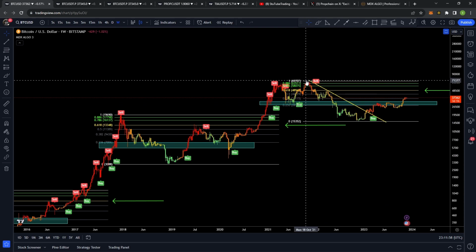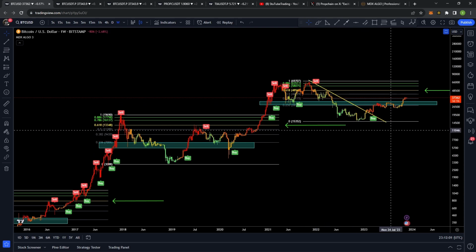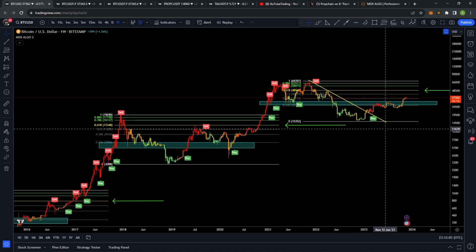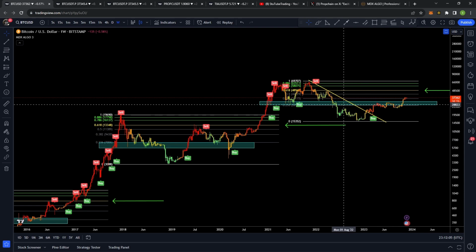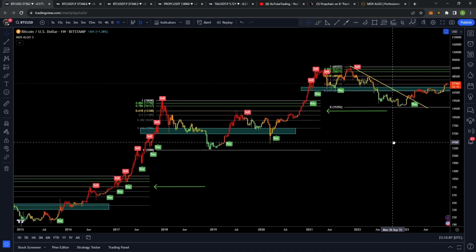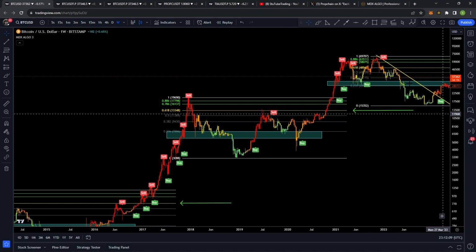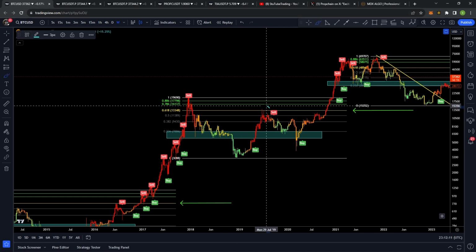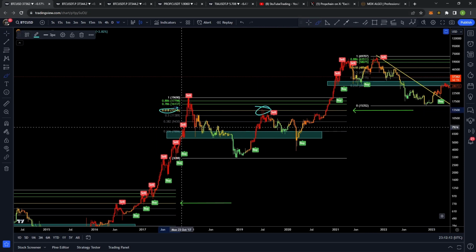I'm basically pulling these fibs from top to bottom of the current market cycle, because I'm looking for those resistance levels rather than support levels. So if we go back to previous market cycles here, you can see that we got a massive rejection at that 618.